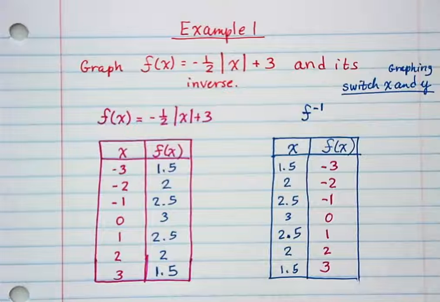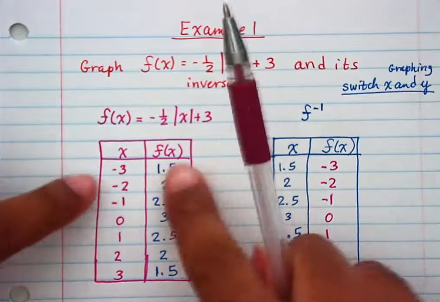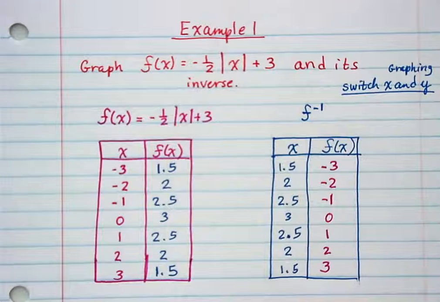Now all we do is graph both of these on the same graph. We're using our ordered pairs and we're going to graph them on the same graph. Oh my gosh, this is going to be so easy.